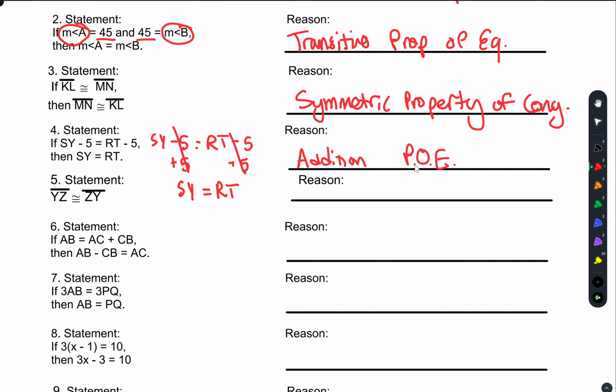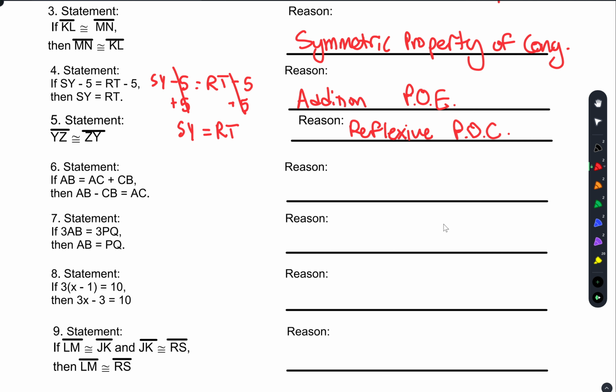What about number 5? Segment YZ congruent to segment ZY. Anna. Why is it reflexive? Because it's still YZ is congruent to YZ. I'm talking about one segment, YZ. I changed how I named it to ZY, but it's the same exact segment that I'm talking about being congruent to itself. That is the reflexive property of congruence.